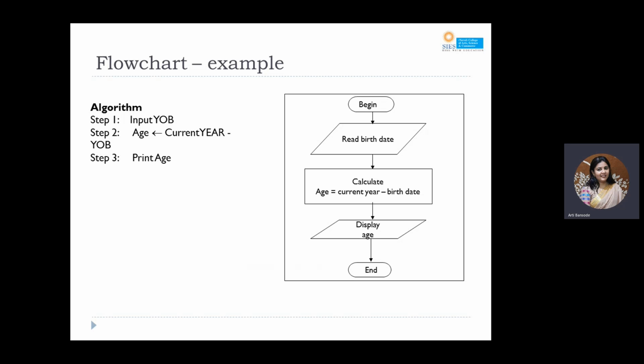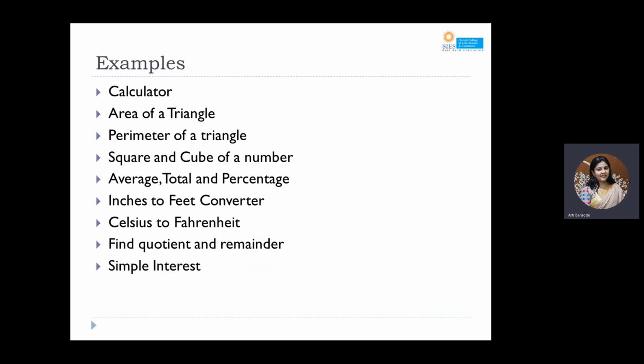In the flowchart representation, you can see यहाँ पर begin लिखा. You can write, usually it is written as start, then read birth date, calculate age is current year minus birth date, the year of birth, and finally display the age and end. So that is a very simple program for calculating age.